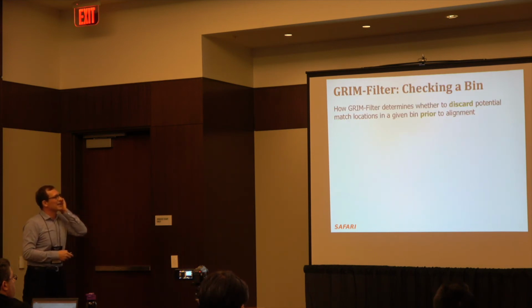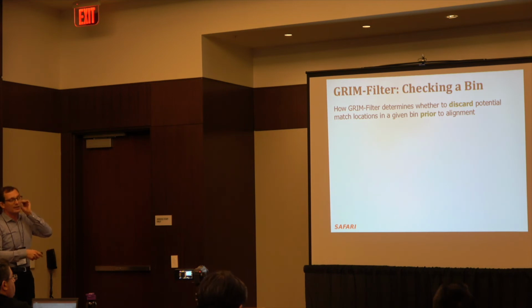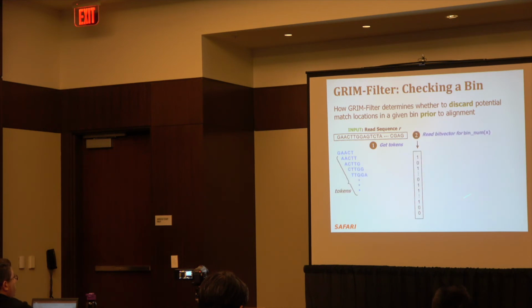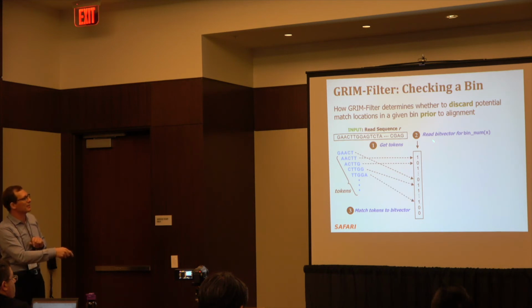So let's take a look at how we check a bin. Basically, we want to determine whether we want to discard a potential match location in a given bin prior to alignment. Let's assume that this is our read sequence. Now we chop it into tokens of length 5, and these are the tokens that we get. Then we read the bit vector for each bin number. This is the bit vector for bin number X over here, and we check whether the tokens actually exist in that bin. So it's basically accessing that bin and getting results as to how many of these actually exist.